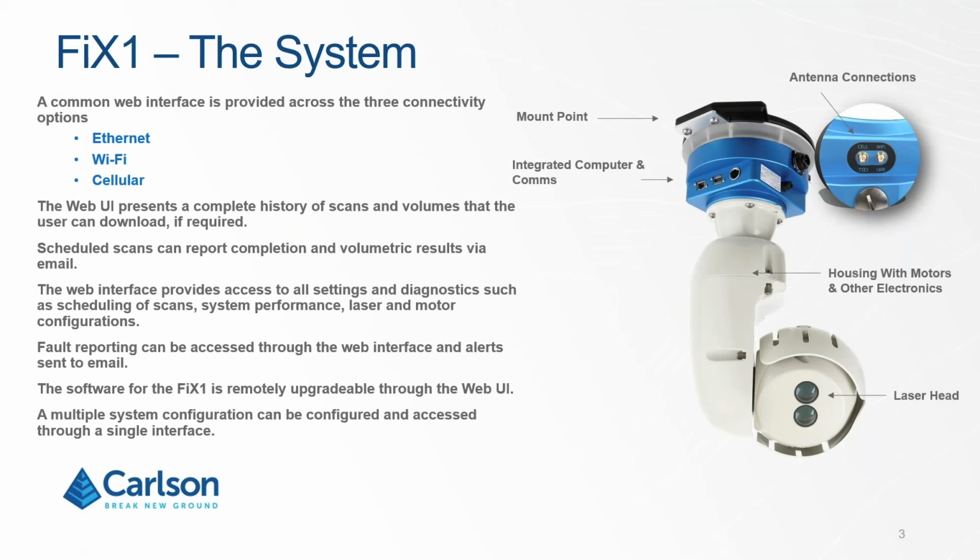What is the FiX1 system? Basically, a common web interface is provided across the three connectivity options. So you can connect via a wired Ethernet connection, Wi-Fi or cellular to the FiX1. The web UI presents a complete history of scans and volumes that the user can download if required. Scheduled scans can report completion and volumetric data via email.